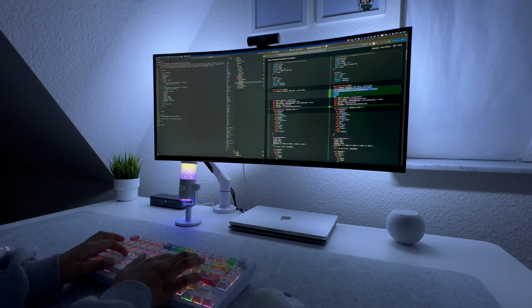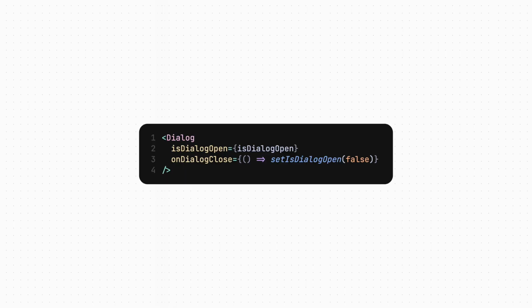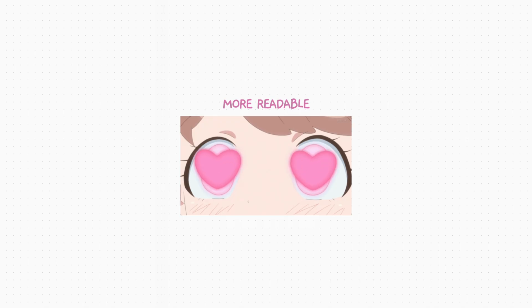Let's talk about a super common mistake when naming props in React: duplicating context. You've probably seen something like this before. Props that literally repeat the component name. But just because a component is called Dialog doesn't mean every prop has to say Dialog too. Removing that duplication doesn't lose meaning. It just makes your code way easier to work with, you type less, and it's instantly more readable.